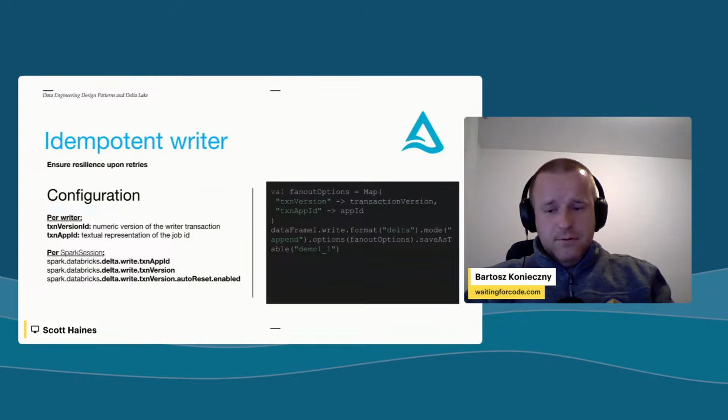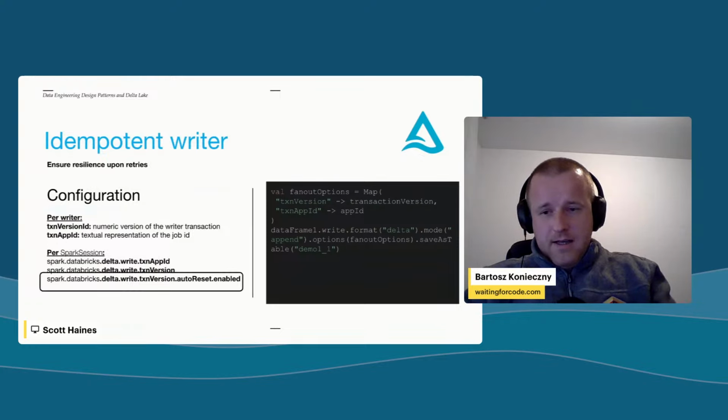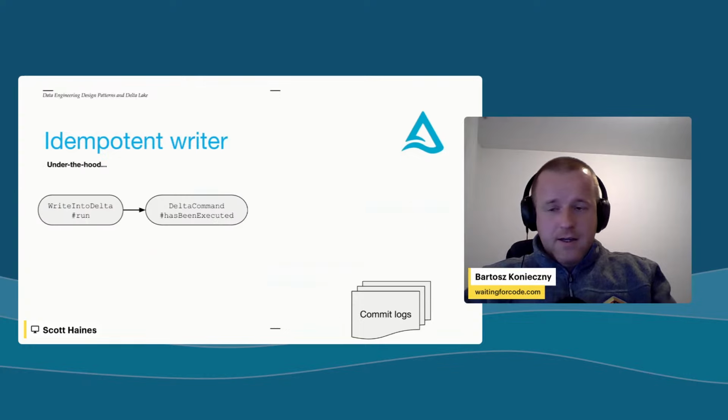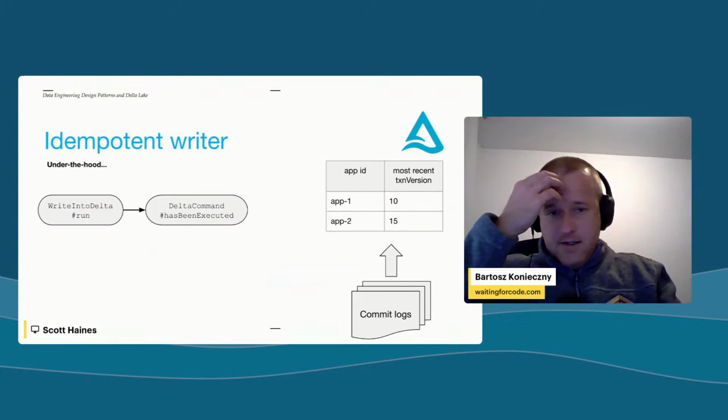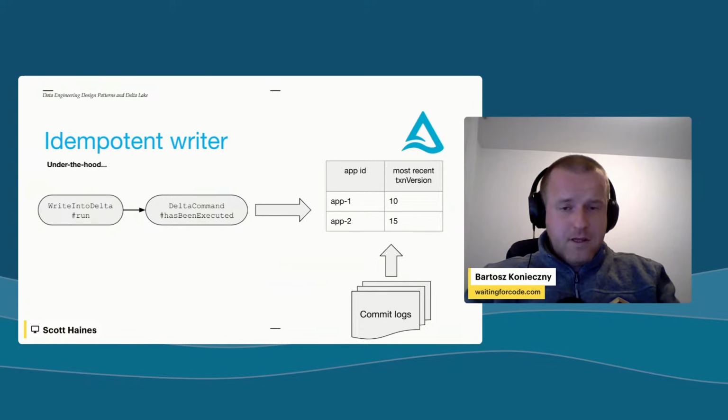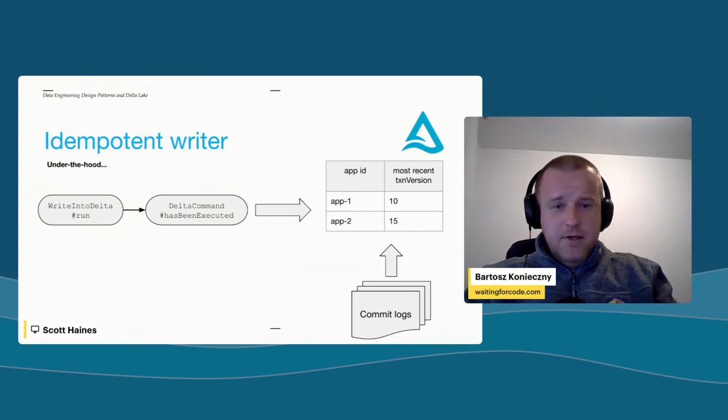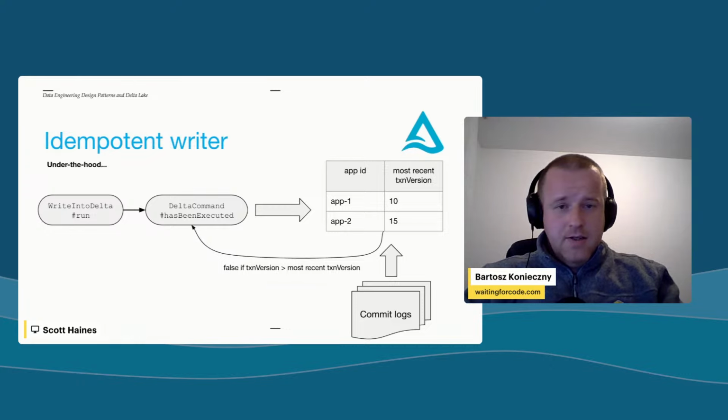So if we go to the next slide. Yeah, that's how it behaves under the hood. Commit logs expose an in-memory map between the application IDs that wrote to this table at this point and the most recent transaction version. And the Delta Lake command, when executed, interacts with this table and returns true or false depending on the written version and the most recent written version present in the commit log.